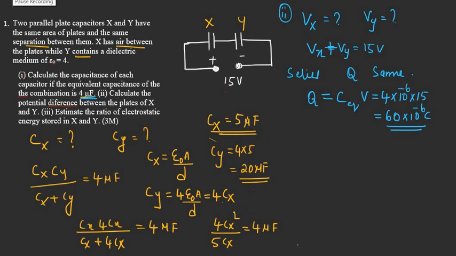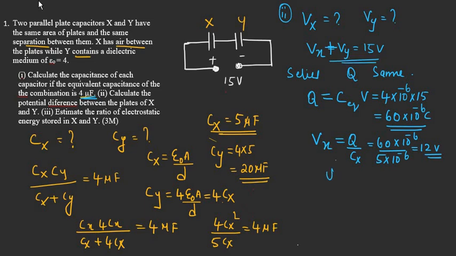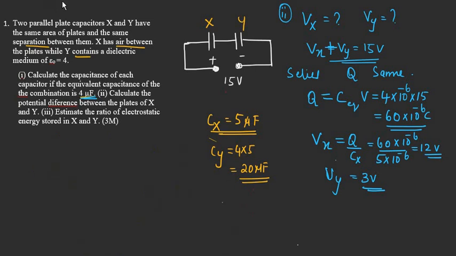So once we get the total charge flowing through the combination, we can calculate Vx. How much will be Vx? Vx will be equal to Q by Cx. That is Q, 60 into 10 to the power minus 6 divided by Cx. Cx is 5 microfarad, 5 into 10 to the power minus 6. So we will be getting it as 12 volt. Once you get Vx, Vy you can get it from this equation only. How much will be Vy? Vy will be equal to 3 volt. This is the answer for the second one.